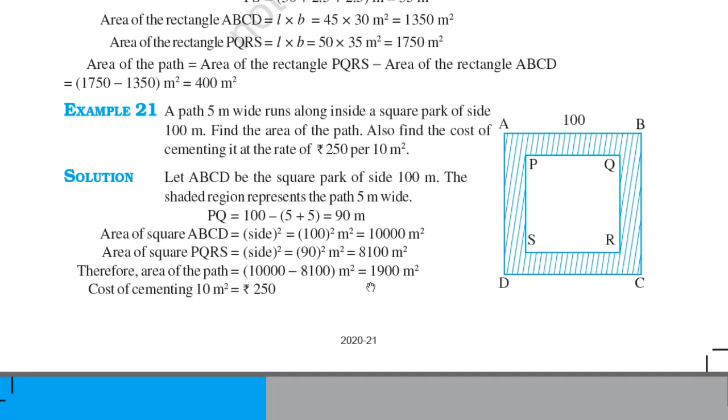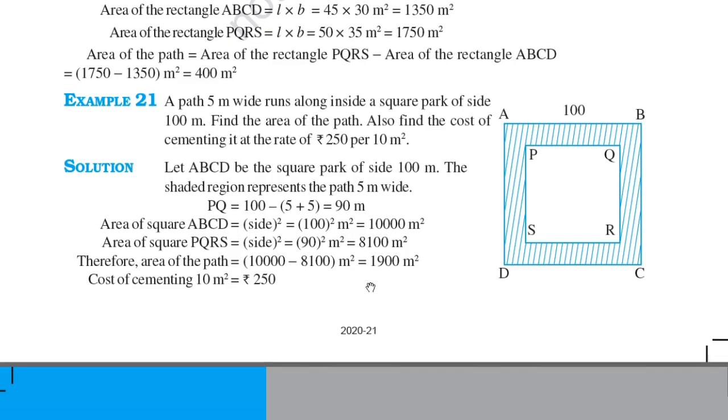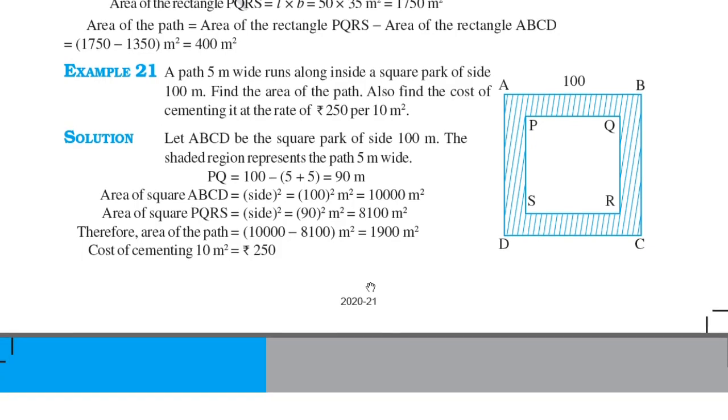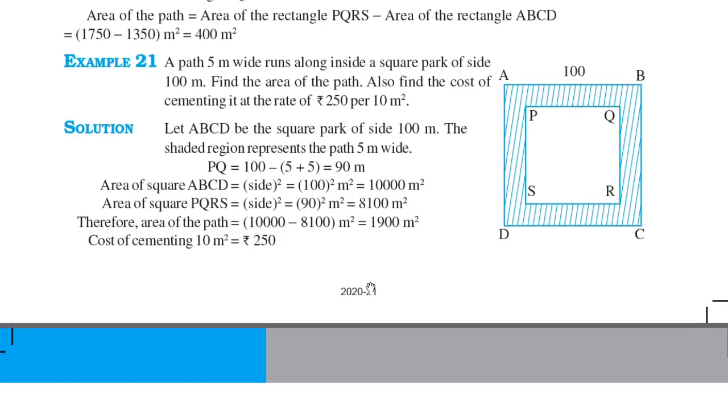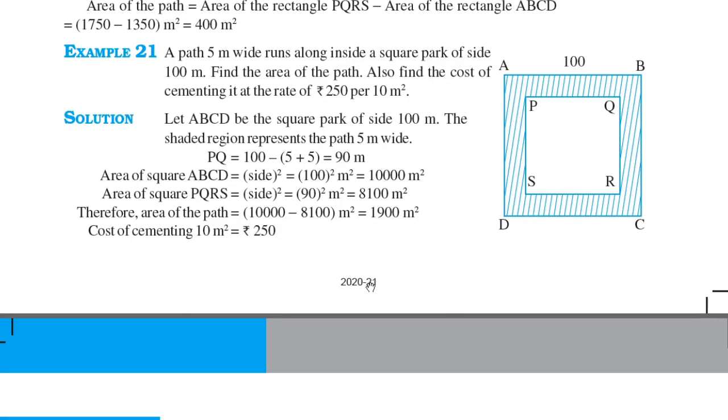A path 5 meter wide runs along inside a square park of side 100 meter. Find the area of the path. Also find the cost of cementing it at the rate of 250 per 10 meter square. So let ABCD be the square park, and the shaded region represent the path 5 meter wide. So PQ is equal to 100 minus 5 minus 5, which is 90. Very easy. Now area of square ABCD is equal to side square, which is 100 square, that is 10,000 meter square.